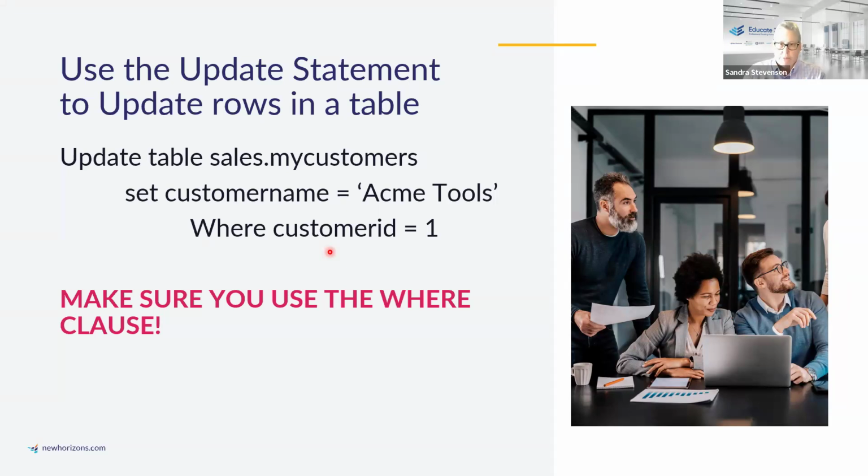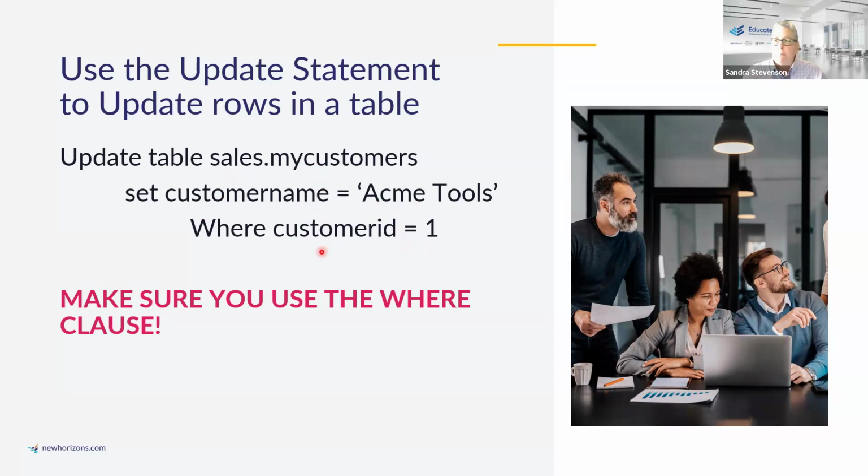So again, update table, schema name dot table name. So update table sales dot my customers. And here it's setting the customer name to Acme Tools, where the customer ID is 1. Now, notice I didn't say where the customer name is Acme Vending.